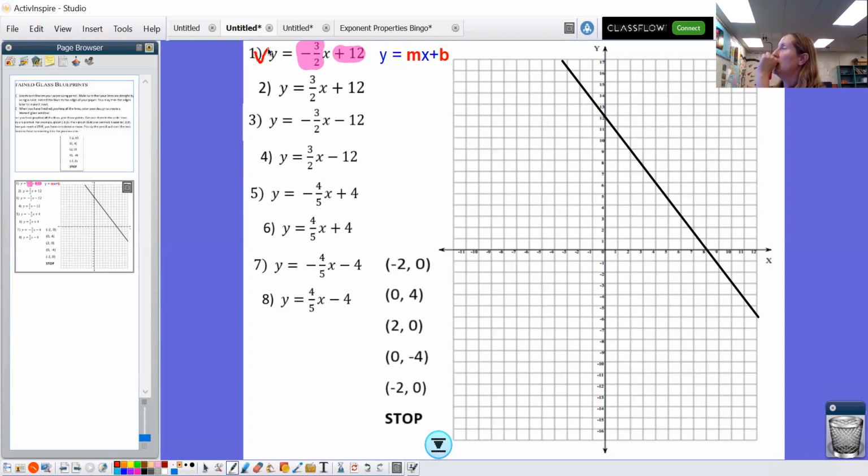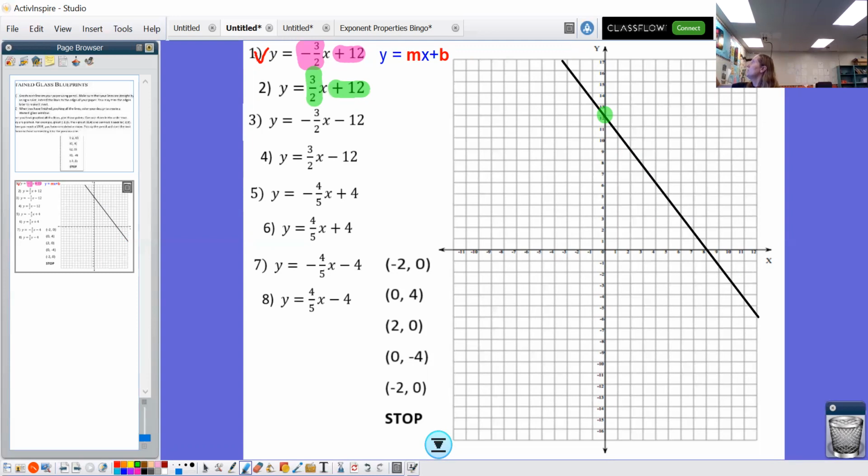Now we're going to graph line number 2. What is the slope? Ooh, back up the bus. Sorry. What is the y-intercept of that line? The y-intercept is the b value, so it's what's being added or subtracted at the end. That's positive 12, so we've got the same y-intercept that we had before. But what is the slope? The slope this time is 3/2. Is that slope positive or negative?